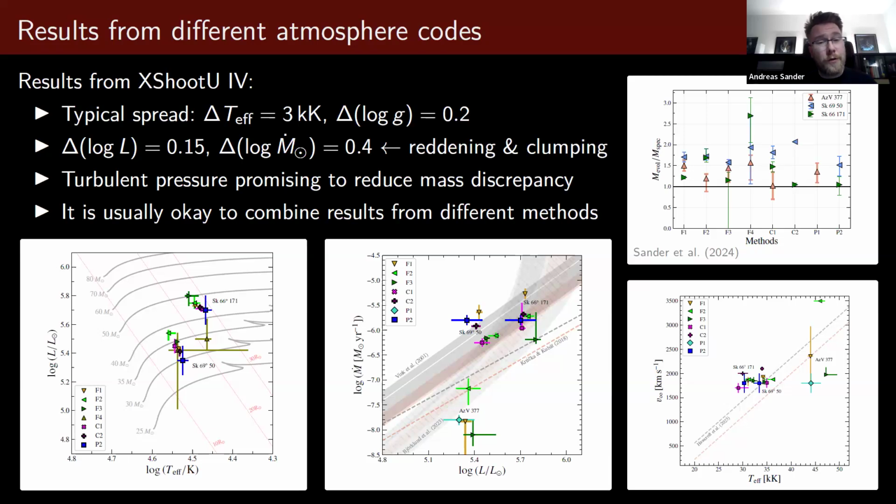The turbulent pressure, what we figured out there, is also one promising thing to reduce the so-called mass discrepancy, because typically there, or not typically, but quite regularly we find a mismatch between the mass that you derive from the spectral analysis and what you would get if you just use a stellar evolution track and then from the HRD position try to infer the masses. But the good news here is it's usually okay to combine results from different models. You just need to be aware that there will be some typical spreads that also could go beyond the typically reported error margin from the individual models.